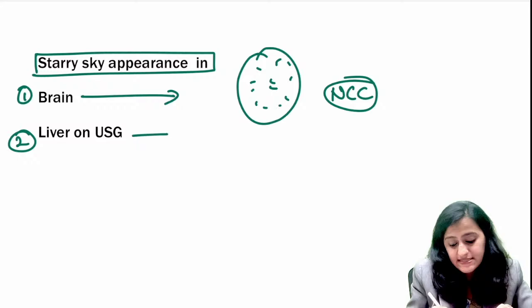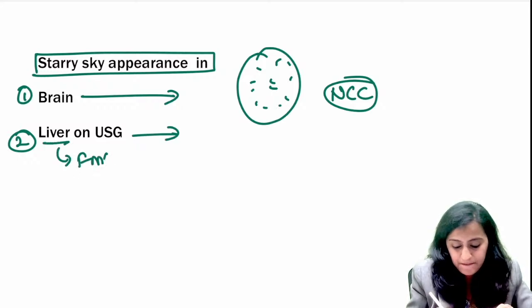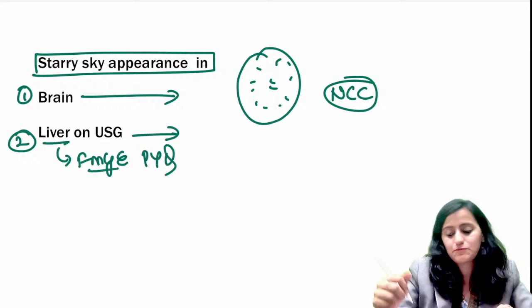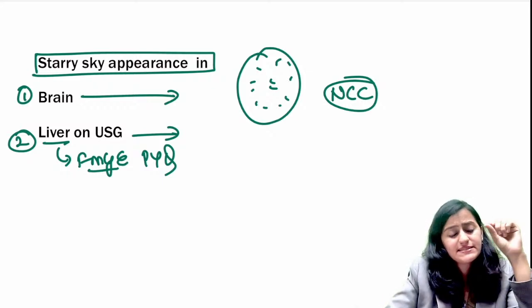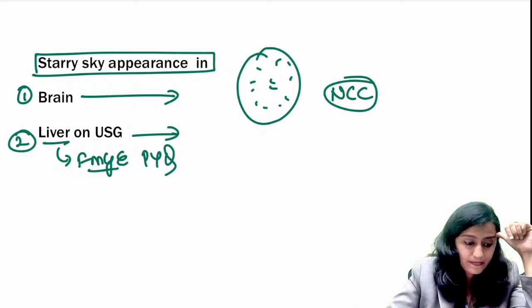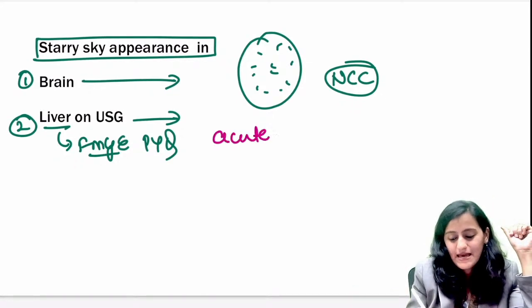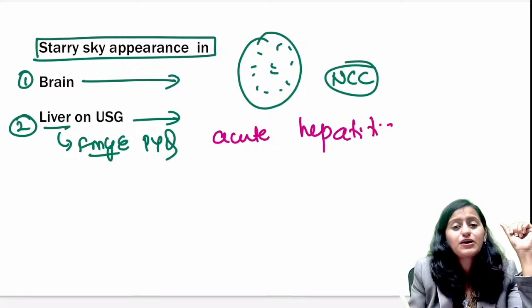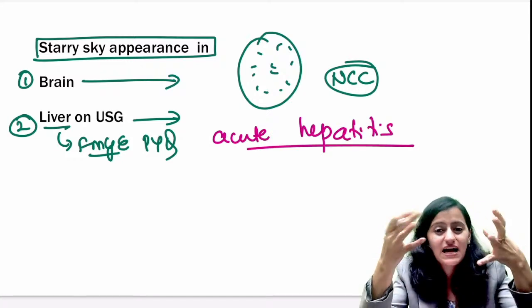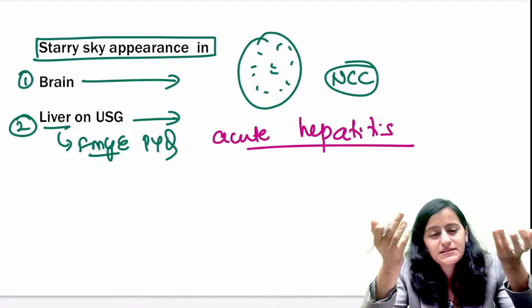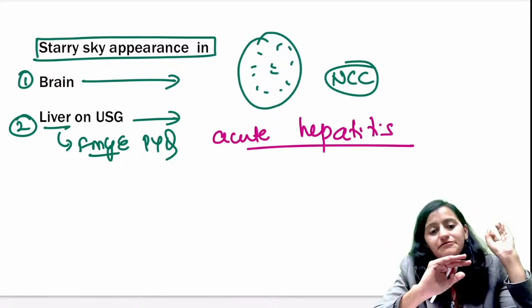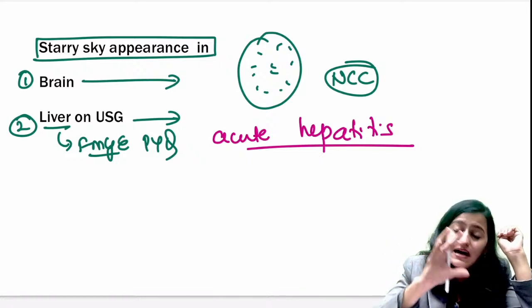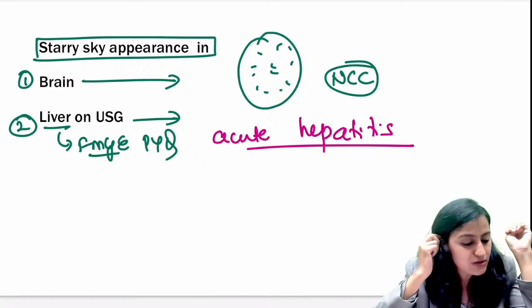And where do you see starry sky appearance in the liver on USG? This is a previous FMG exam question. No, not Caroli's. Caroli's is the central dot sign. Very good, Sanjeevni. Absolutely right. It is acute hepatitis, where the liver becomes dark because of so much edema. The portal radicals basically shine in the dark liver. That gives a starry sky in acute hepatitis.